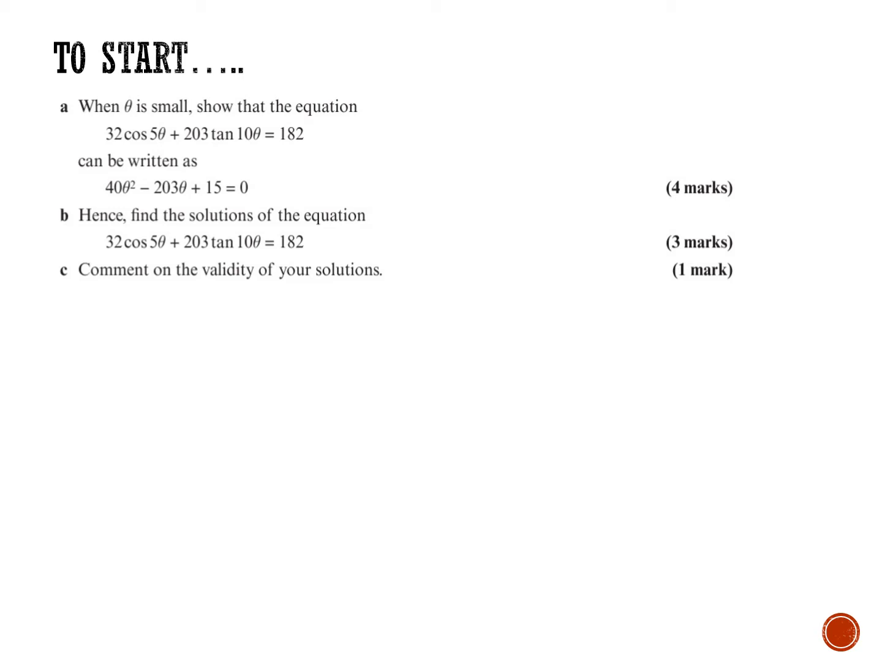If you remember from the previous lesson that we were doing, we had some small angle approximations. Now the approximations were, sin theta is approximately equal to theta. Tan theta was also approximately equal to theta, but cos theta, a little bit more complicated, was approximately equal to 1 minus theta squared over 2. Now don't worry, you don't need to learn these. They are on page 5 of your formula book, so just make sure that you know where they are in the formula book.